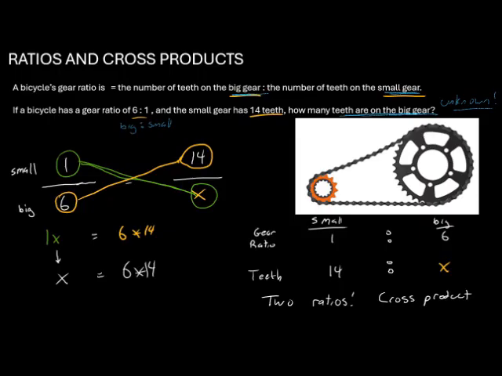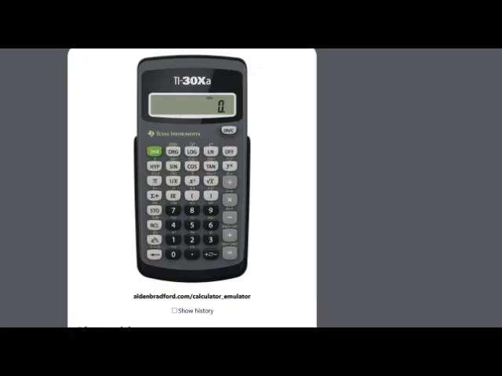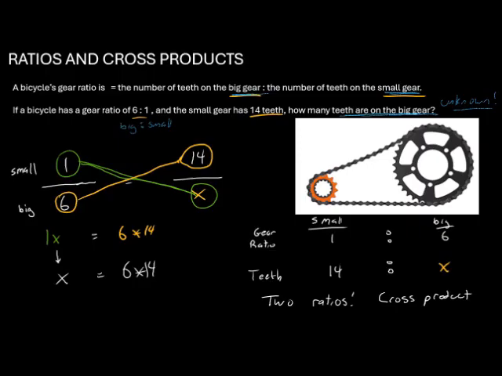We can now go to the calculator and multiply 6 times 14 to give us our x. We'll take 6, press times, and then press 14. When we hit enter, we get 84. Therefore, our x will equal 84. This means that if we have 14 small teeth, we'll have 84 big teeth. So if the small gear had 14 teeth, the big gear would have to have 84 teeth if we wanted a gear ratio of 6:1.